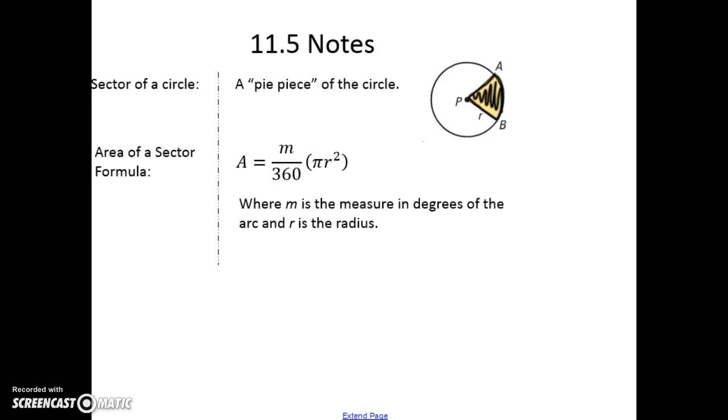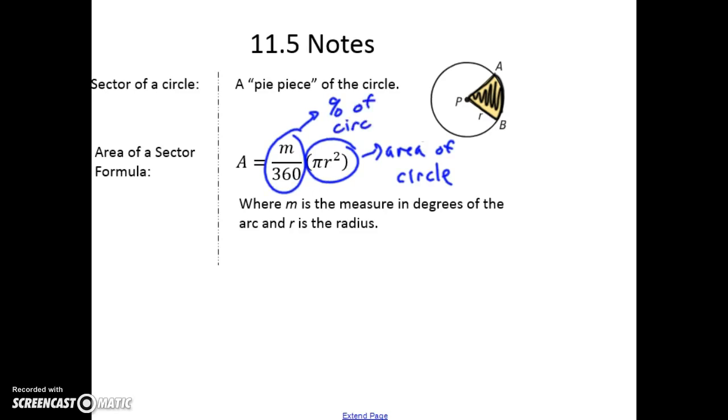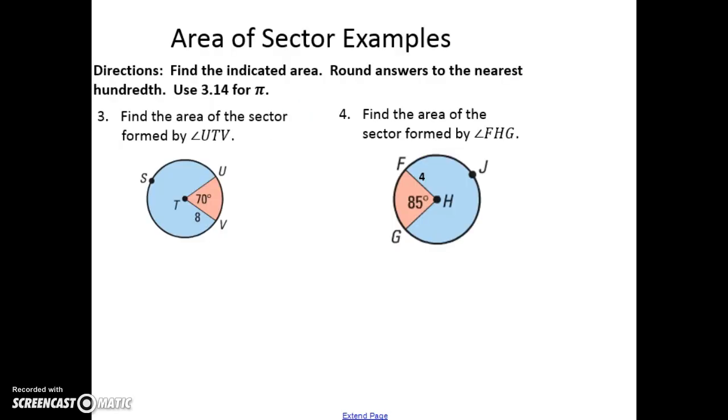So the formula is you find the area of the whole circle. Notice that's just pi r squared. So that's the area of the whole circle. And then you multiply it times the percentage of the circle you have, which is the angle measure divided by 360. So once again, this is the percentage of the circle that you have, where m is the measure in degrees of the arc and r is the radius. So try to use that formula to find the area of these sectors.